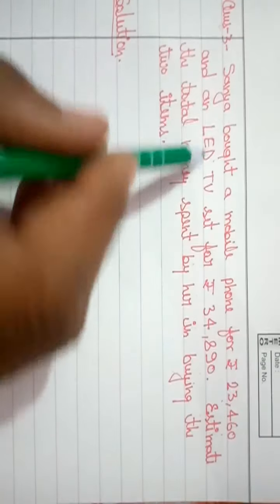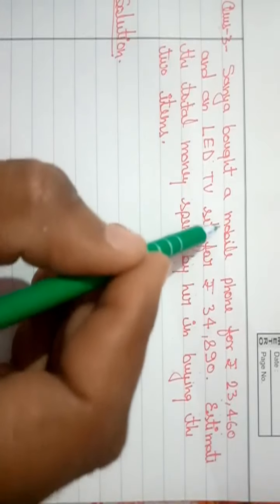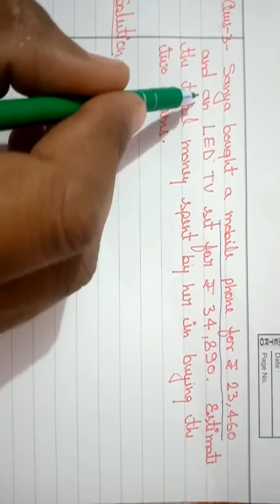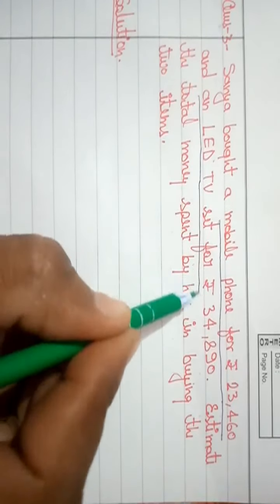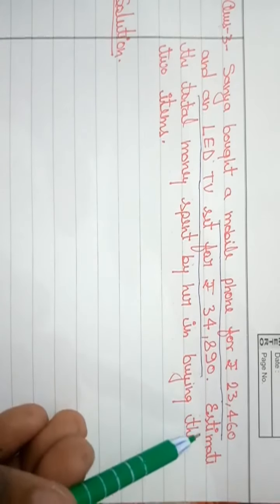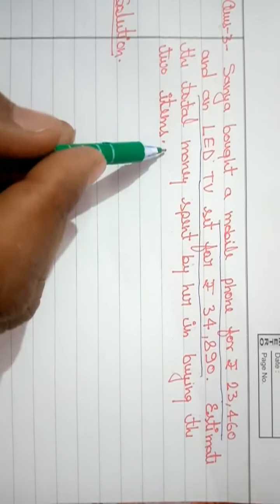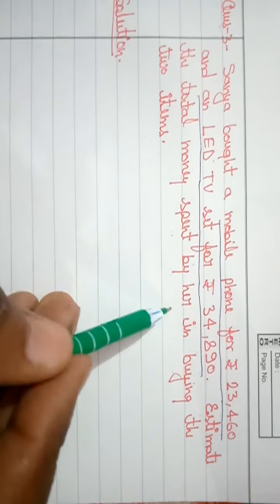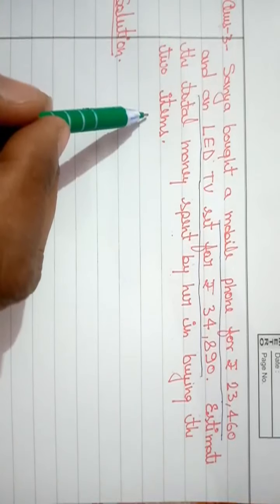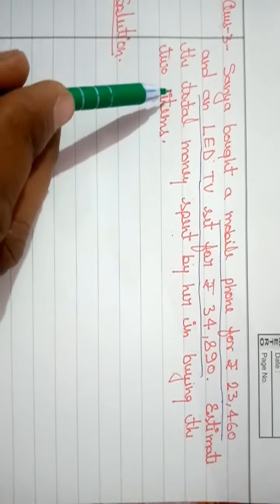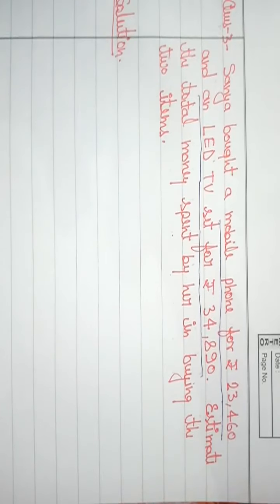It is saying Sanya bought a mobile whose cost was 23,460 and an LED TV set for rupees 34,890. And in the second statement it is saying estimate the total money spent by her in buying the two items. We have to estimate the answer. But it is not saying to estimate the answer in nearest 100 or 10 or 1000. So what will we do here?